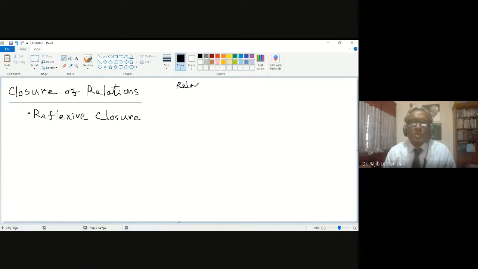relations are on the set A, and the set has something like, say, 1, 3, 5, 7, 9. So this is the set, and we will consider all the relations on this set. So one relation is R1, and you have some example pairs.